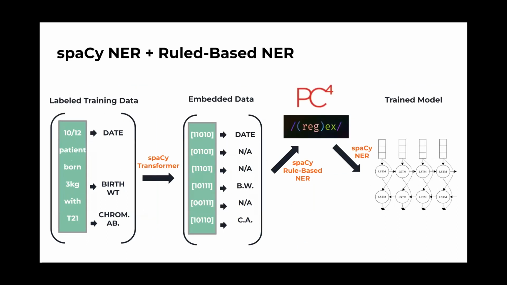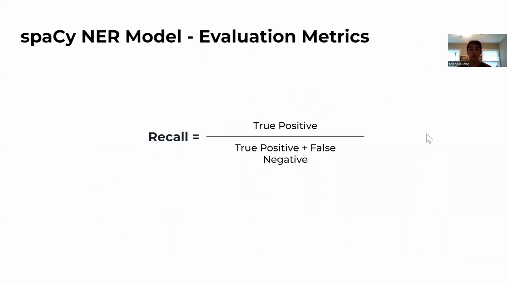In order to improve the performance of our NER model, we added a rule-based component built into spaCy between our transformer and our NER steps. The rule-based NER uses regex matching on all of the syndromes, chromosomal abnormalities, and non-cardiac abnormalities listed in the PC4 manual in order to label any low-hanging fruit before it proceeds to learn the neural network to complete the NER model. The next step was to evaluate model performance.